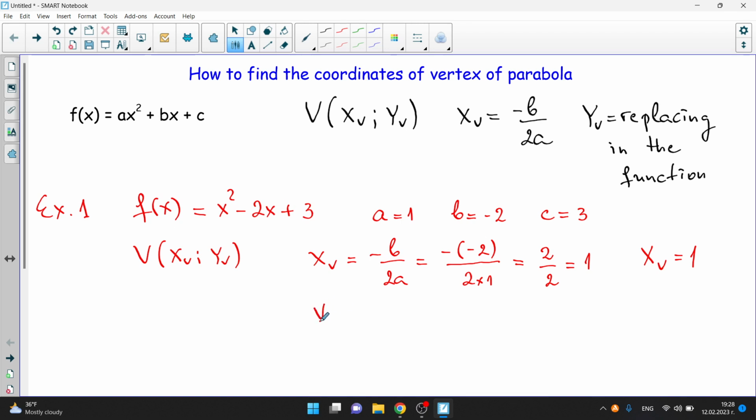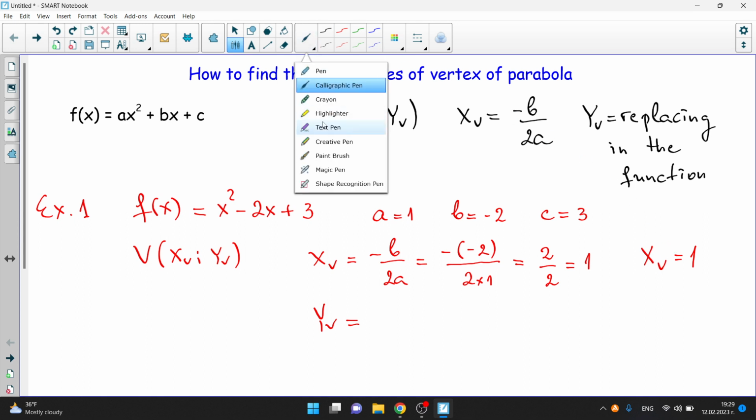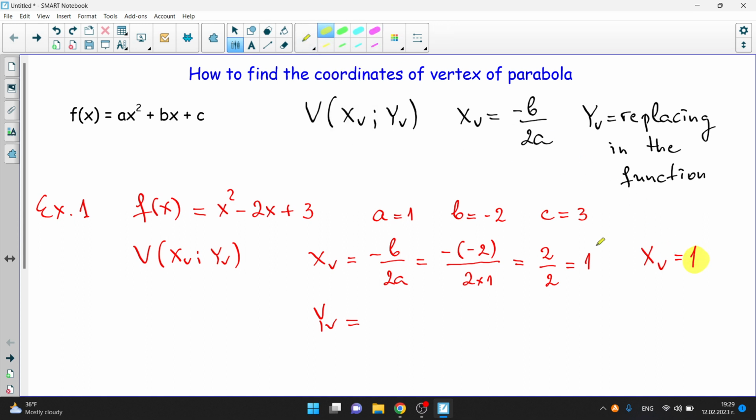To calculate the second coordinate of the vertex, we must replace x with 1 in the function, and the result will be 1 squared minus 2 times 1 plus 3, and this is 4 minus 2 is 2. Finally, our vertex has coordinates 1 and 2.